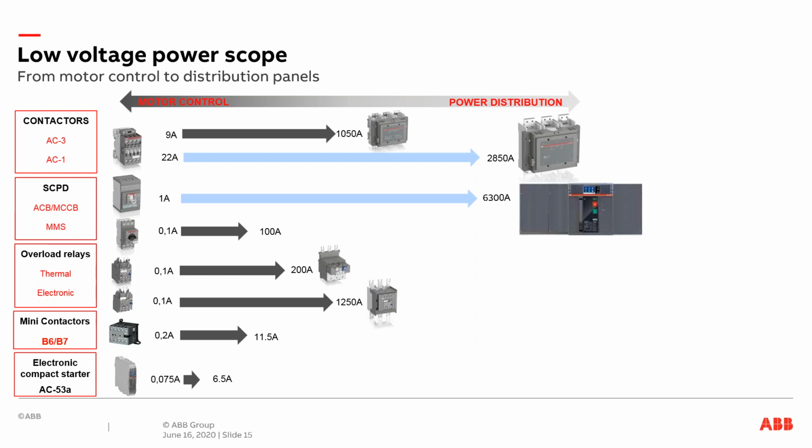We have overloads, thermal and electronic. Thermal goes from 0.1 to 200 amperes, whereas electronic can go from 0.1 to 1250 amperes. We have mini contactors as well. They can go up to 11.5 amperes in AC3, and the electronic compact starter, AC53A, that is for motor protection, can go up to 6.5 amperes.